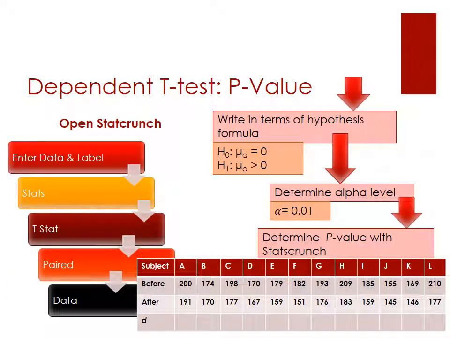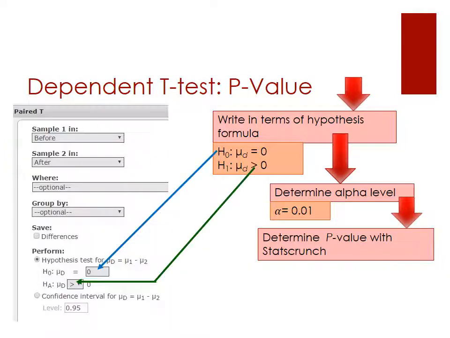So you're going to need to open your StatCrunch. Once you have it, you're going to need to enter all of the data and label it. You need to have a column that contains before and a column that contains after. Then you select Stats, T Stats, Paired, because we're doing paired, not two sample, and then you select Data. You should get a dialog box that looks just like this. For sample 1 you select before, and sample 2 will be after, just as I have them set up here.